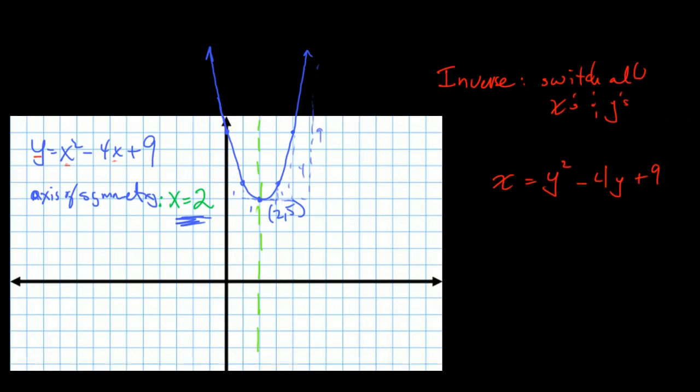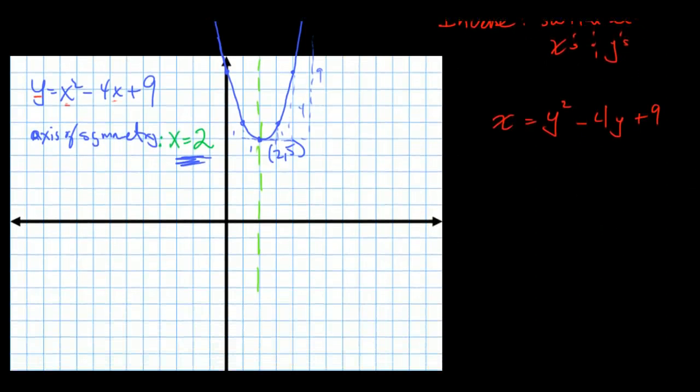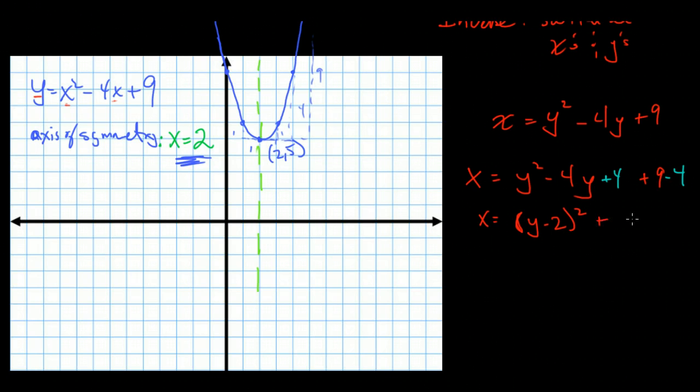And we can graph it using the same principles we did in the last section. We used completing the square. So x would be equal to y squared minus 4y. I'm going to leave out the plus 9 here. And then we did plus 4 and then a minus 4 to balance out correctly. So then what we got was x is equal to the quantity y minus 2 squared plus 5.